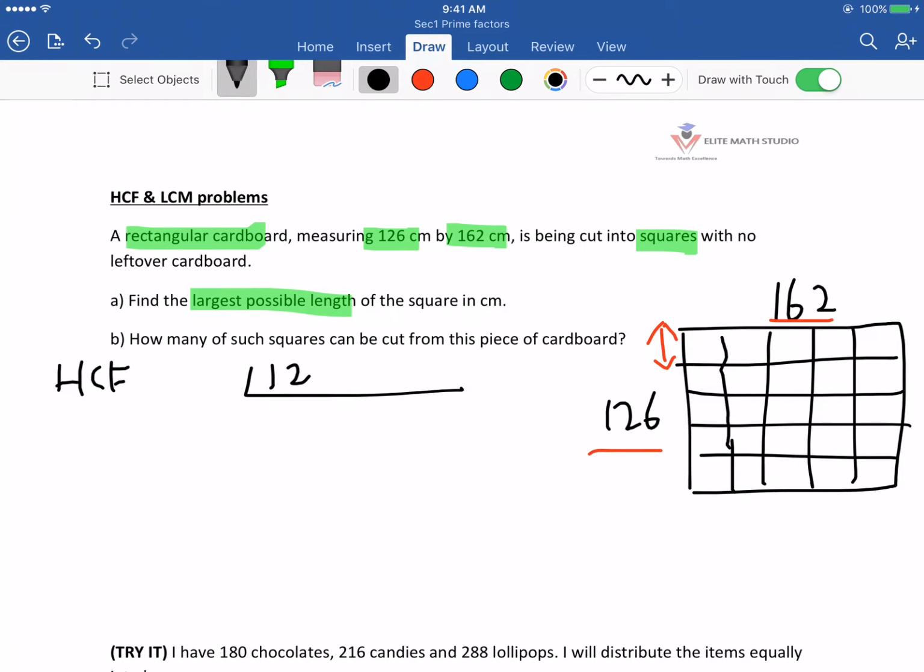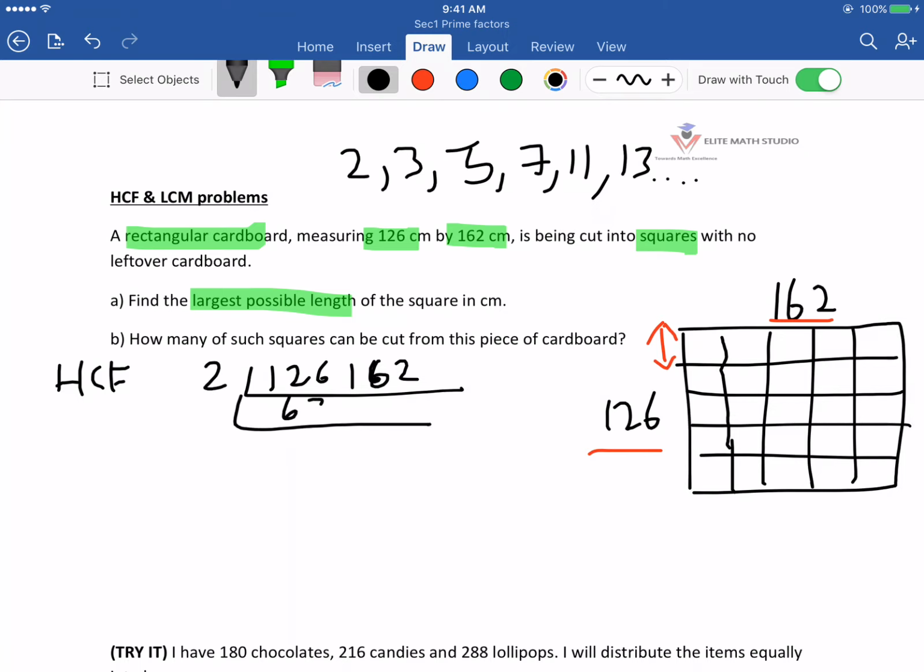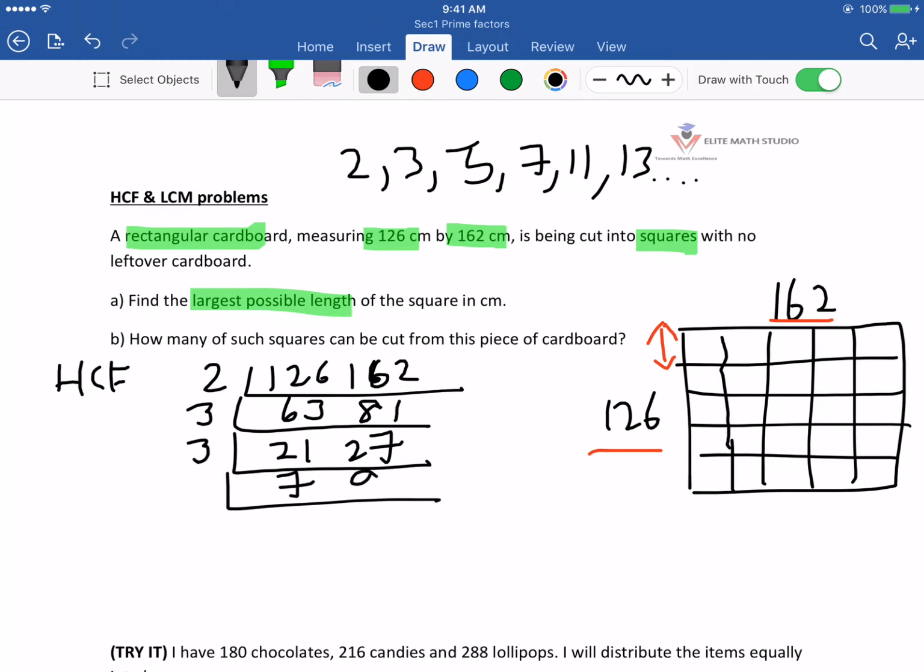So same thing. We do the ladder method as I told you. That's the fastest way. List out all the prime factors. 2, 3, 5, 7, 11, 13, and so on and so forth. Okay, so take 126 divided by 2 first, which is 63. 162 divided by 2 is actually 81. Can both numbers divide by 2? You don't? Now remember divide by 3, which is 21 and 27. Dividing both by 3 equals 7 and 9. So what's the HCF? The HCF will just simply be this one.